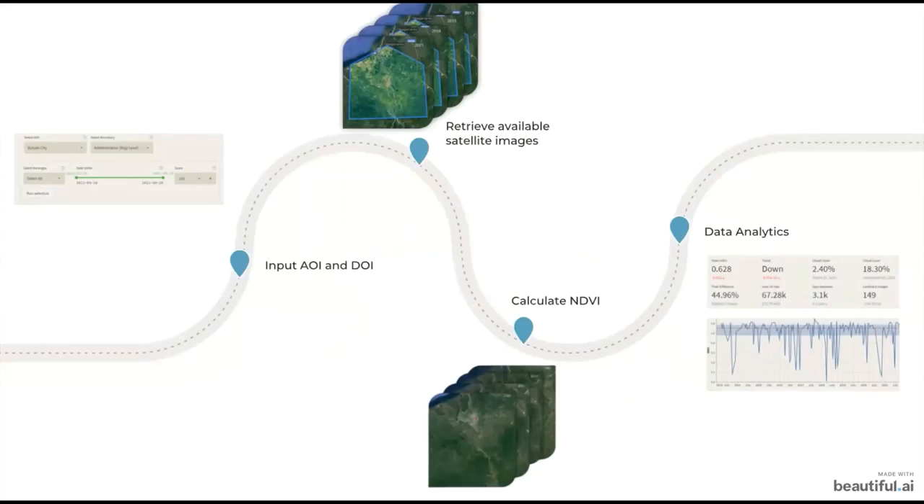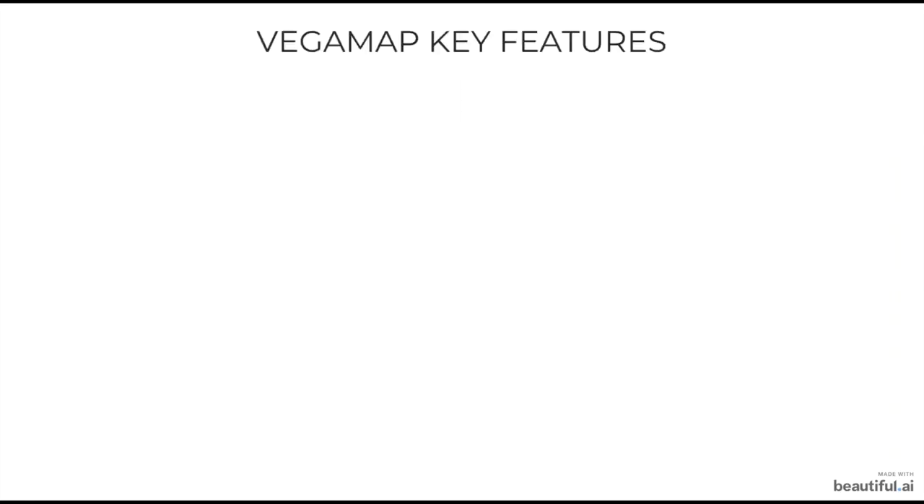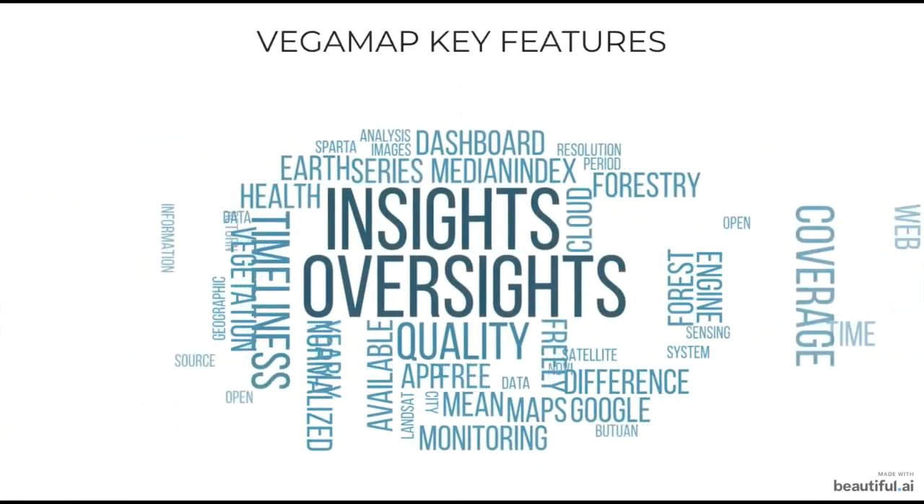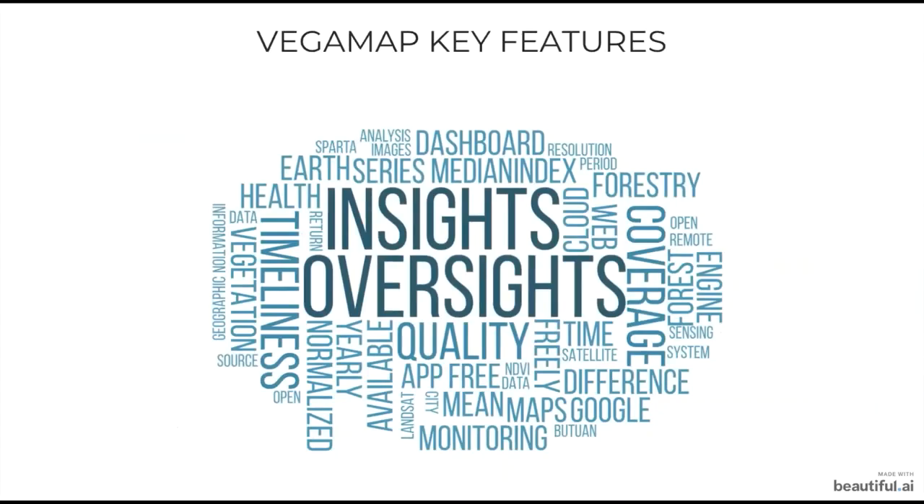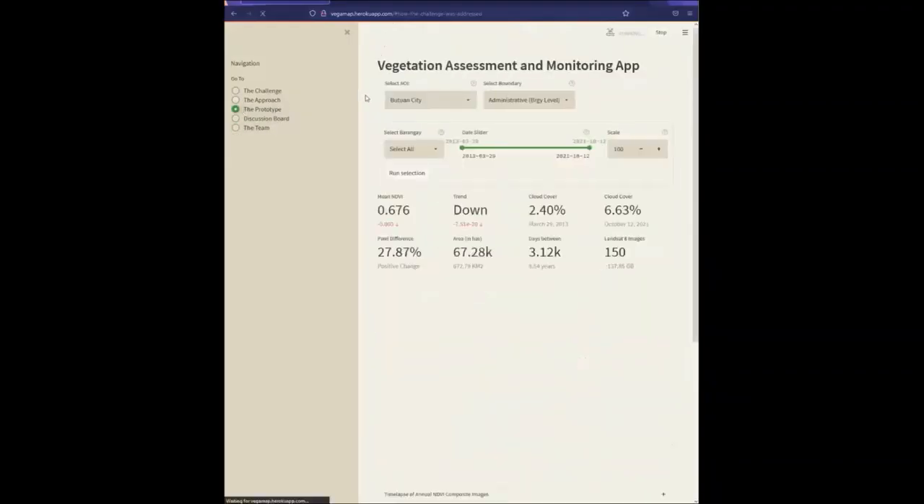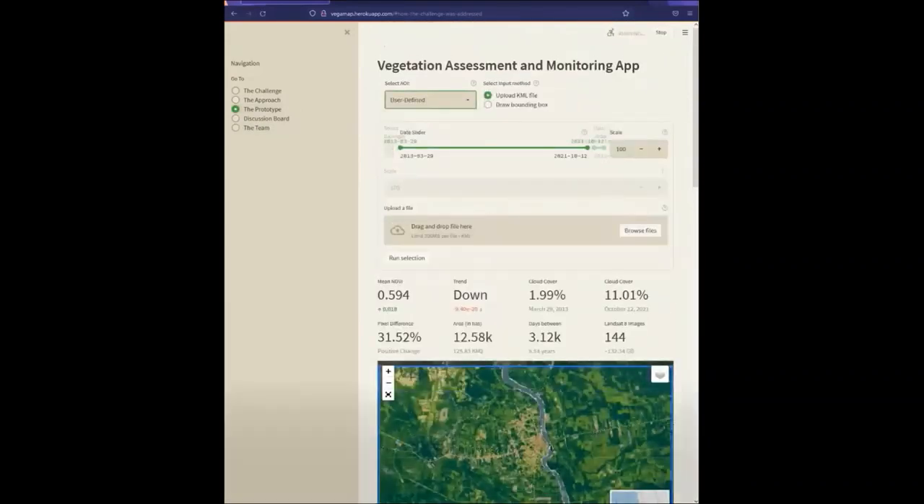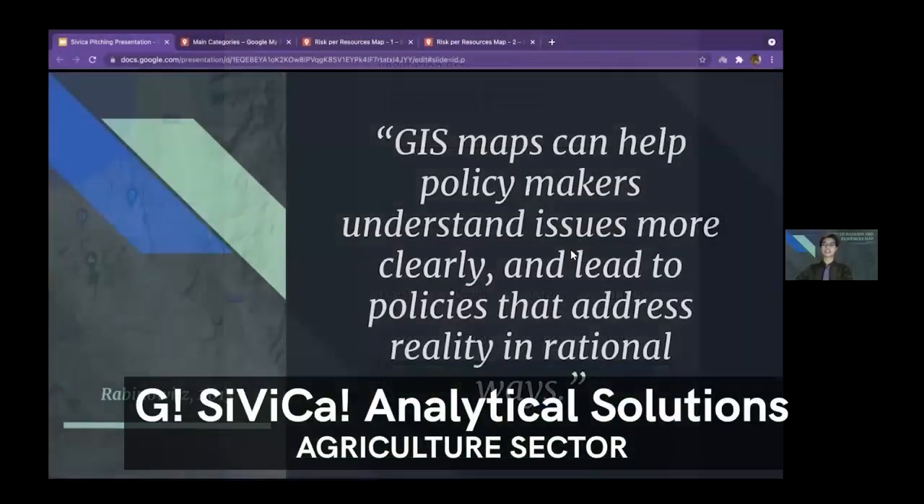All available satellite images are extracted from the Google Earth Engine repository, and to implement this workflow, the team developed a prototype web dashboard, that is VegaMap. With this app, the team envisions to provide not just insights but also oversight. Summing up, we hope that VegaMap as a tool can be a valuable option to generate valuable insights that can help the Butuan LGU.